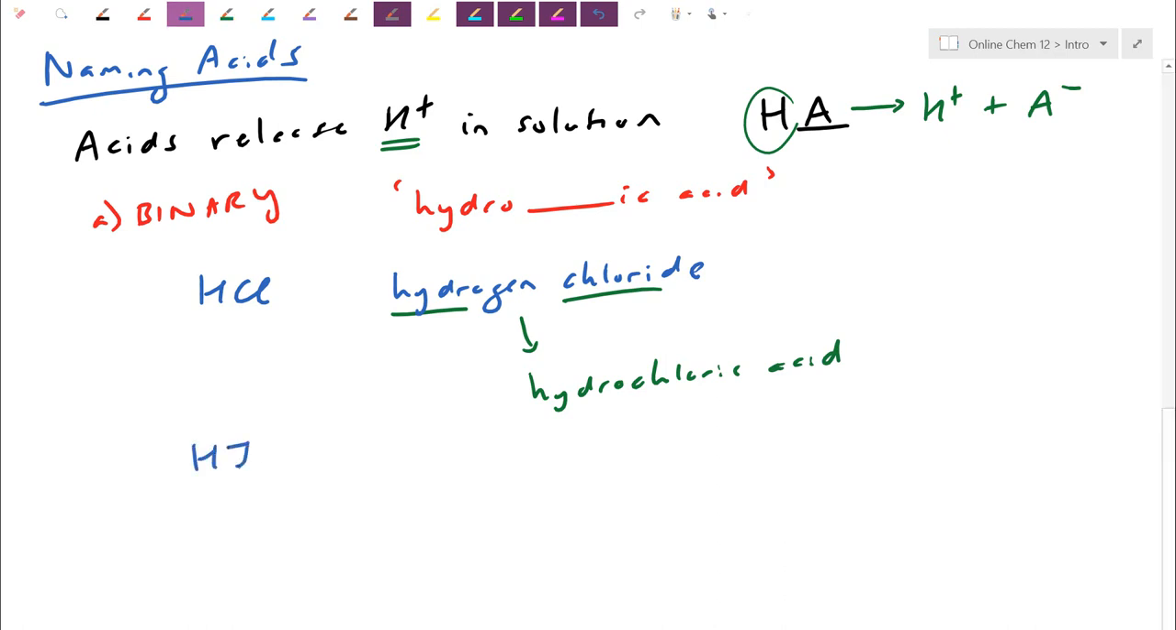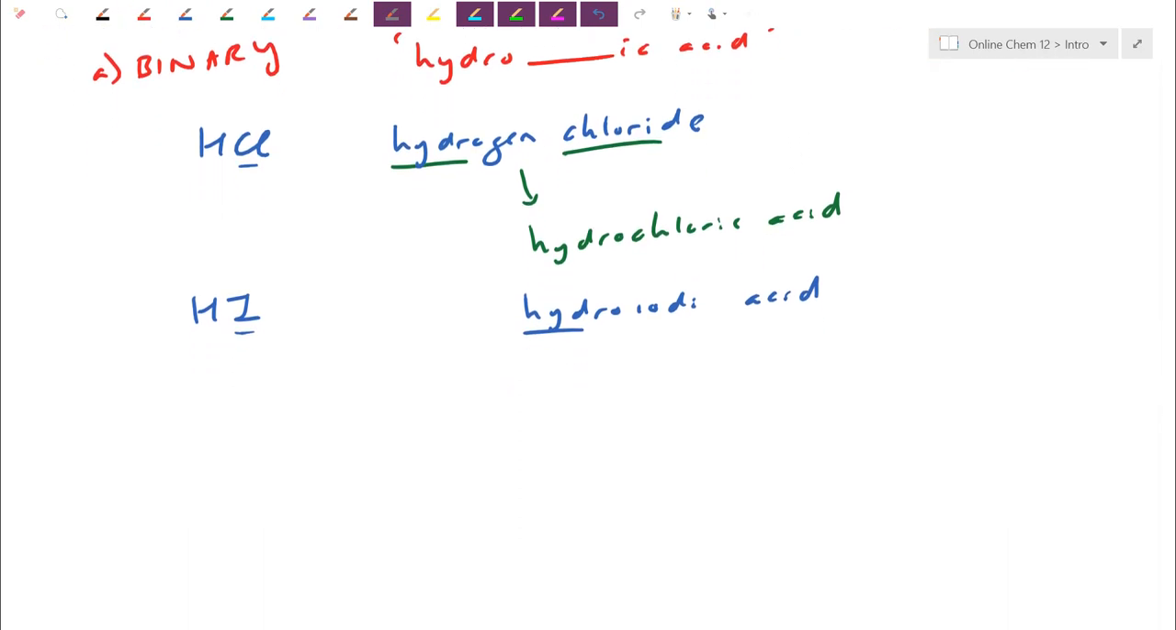Let's do HI. You would have called it hydrogen iodide. Because it's an acid, we're going to change the name here to hydroiodic acid. Pretty much, you still have the hydro there, and the counterbalancing one here is just an atomic species, just chlorine, just iodine here. When is it not binary? When we throw in those polyatomics again.